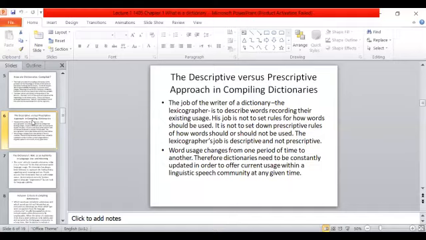Word usage changes from one period of time to another. That is, the meanings of the word change from one period of time to another. Therefore, dictionaries need to be rewritten and updated in order to offer current usage, in order to offer the use which exists at the present time within a linguistic community at a given time.